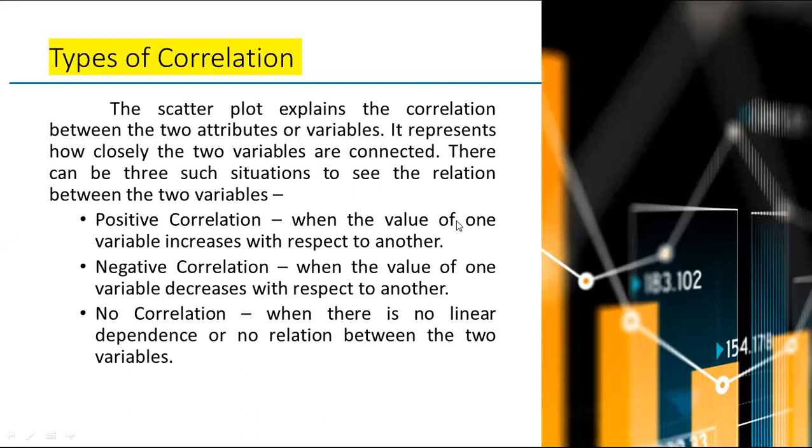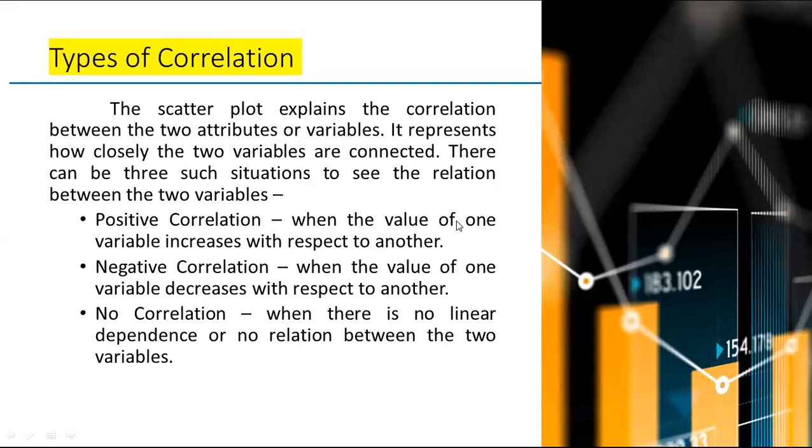Ibig sabihin, directly proportional po siya. Okay? So, halimbawa ngayon, papalapit na po yung Pasko, dumadami yung mga binebentang laruan para sa mga bata. So, that law of supply and demand is directly proportional. Ang tawag doon is positive correlation.